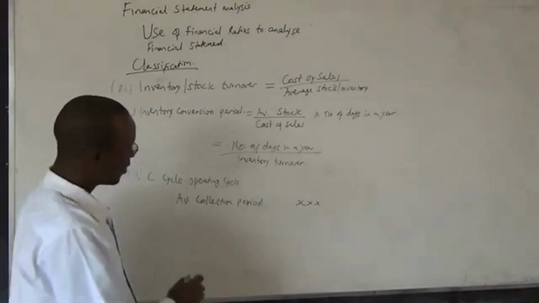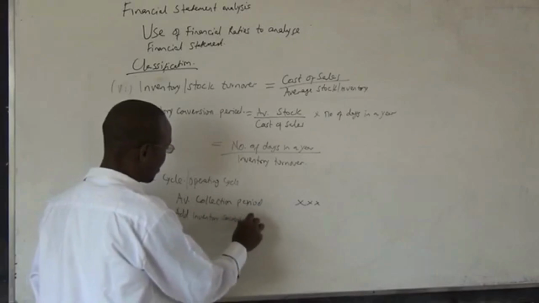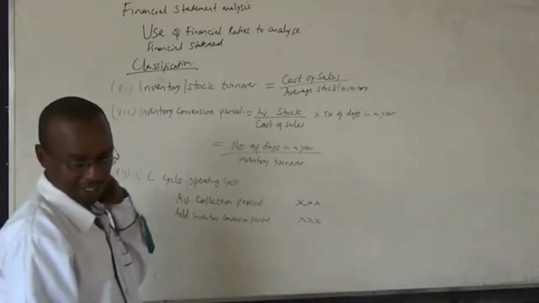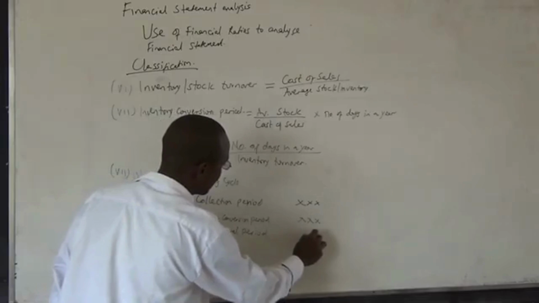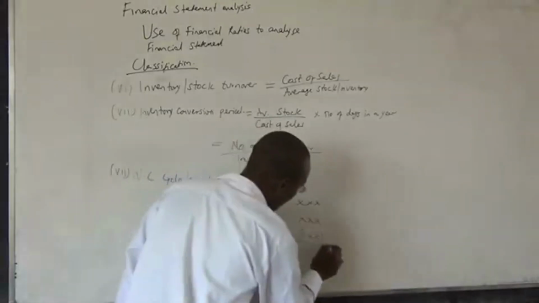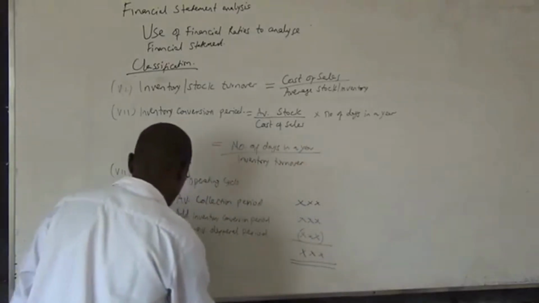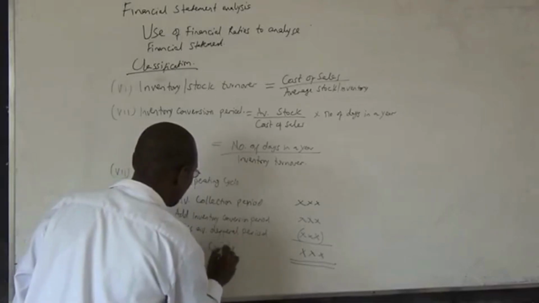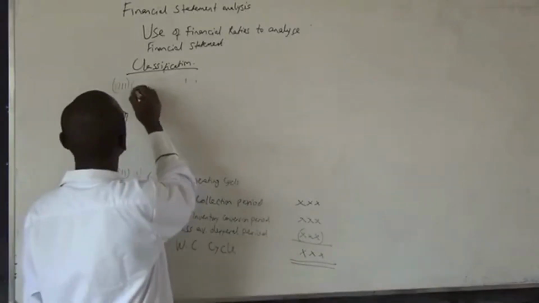Then add inventory conversion period, less average deferral period, then what you get is the working capital cycle.